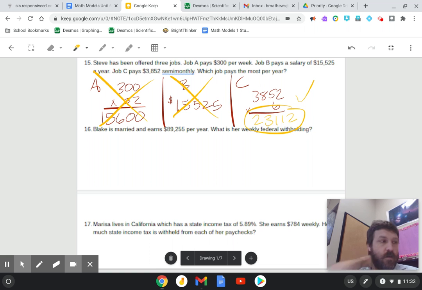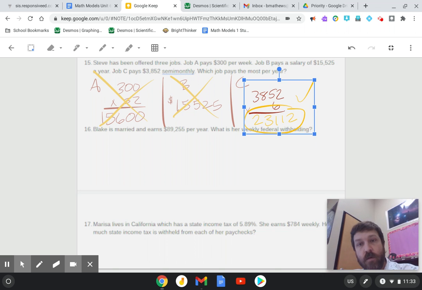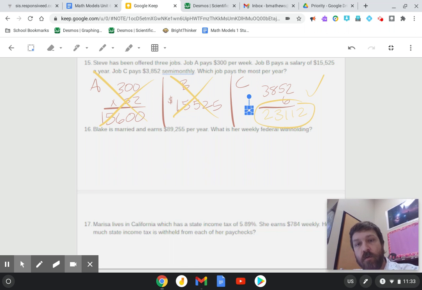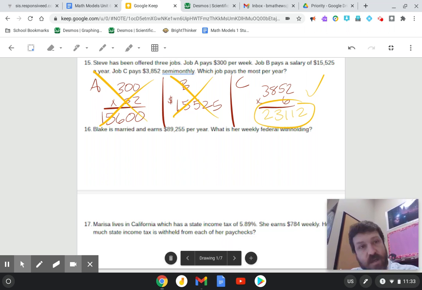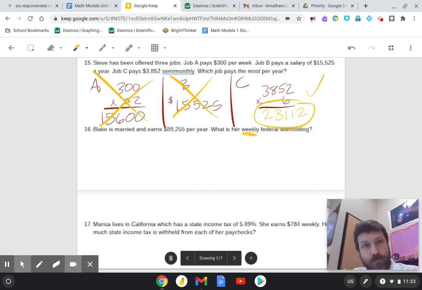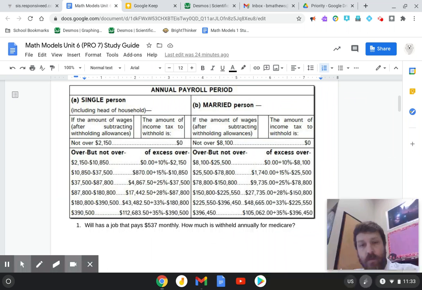All right. Next one. Blake is married and earns $89,255 per year. What's the weekly federal withholding? Weekly is a key word, the most important word there. We're going to use the chart. We're going to find married, 89,000. So we go over here. Married, that's going to be this side. 89,000 is in this row.